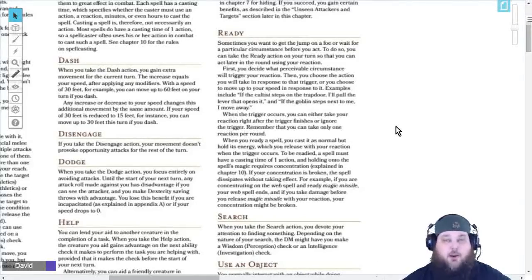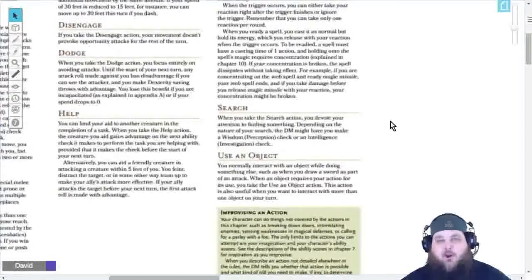Okay, so there's readying an action for melee, some kind of circumstances, with maybe a pit trap with someone, a cultist, running on top of it, and also casting a spell. So there you go, that's ready.